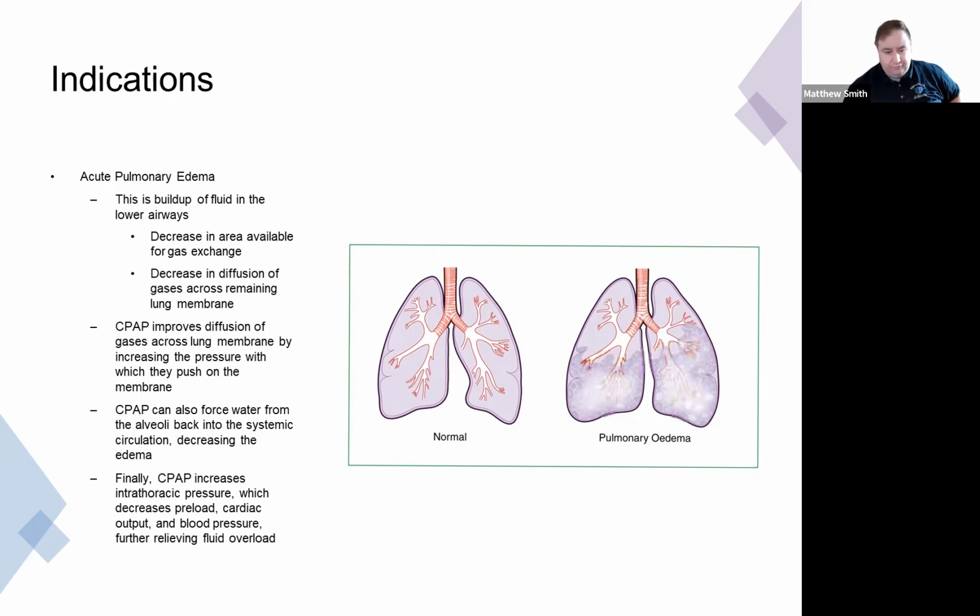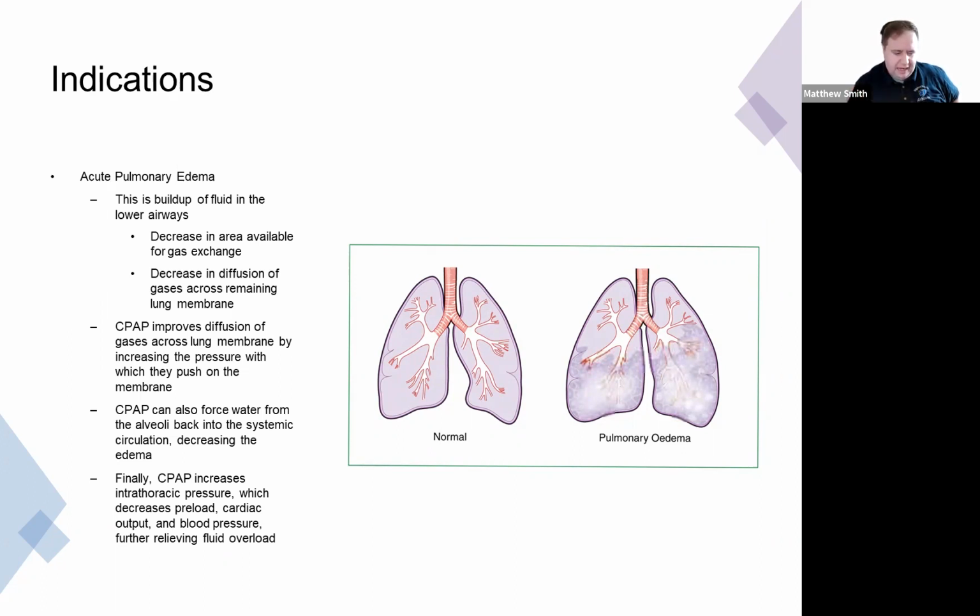So CPAP is helpful for acute pulmonary edema in a number of ways. First, it improves diffusion of gases across the lung membrane by increasing the pressure that those gases have against that lung membrane. CPAP can also, for these patients with pulmonary edema, force water from the alveoli, so we can call that interstitial fluid, back into the systemic circulation, directly decreasing the edema. And then finally, CPAP increases our intrathoracic pressure, decreasing preload, decreasing cardiac output, decreasing blood pressure, and further relieving fluid overload. So when it comes to acute pulmonary edema, CPAP really is a little bit of a silver bullet.